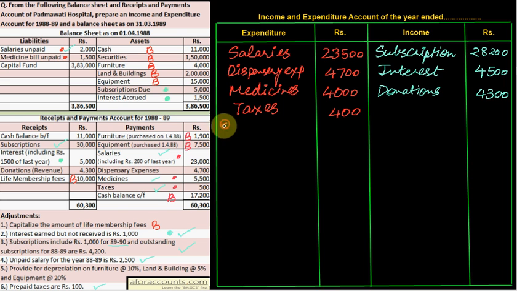So to depreciation, look at the adjustment for depreciation: provide depreciation on furniture at the rate 10%. So on furniture it is 10%, and then land and building 5%, and your equipment 20%.